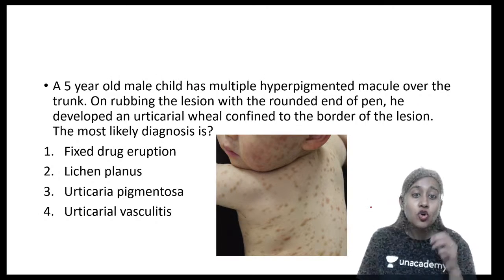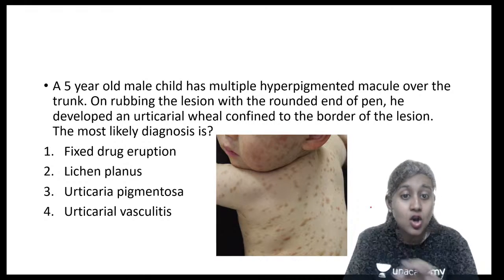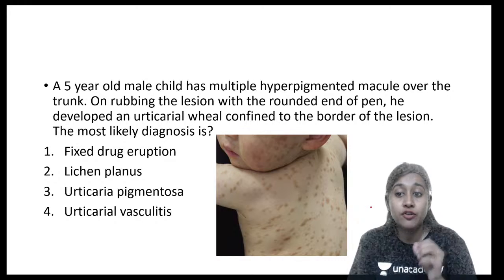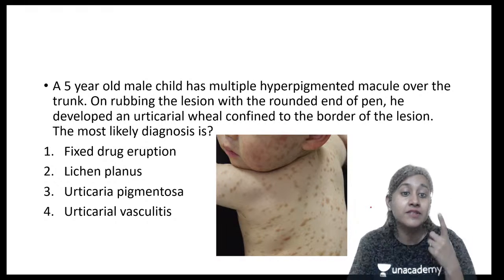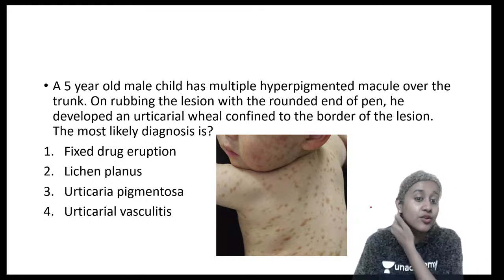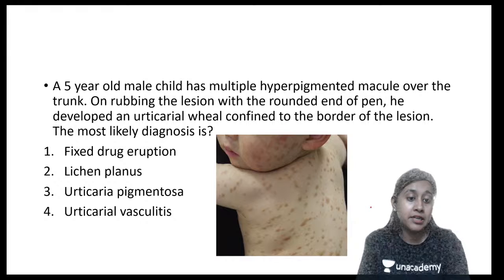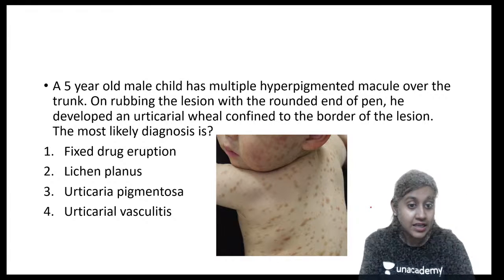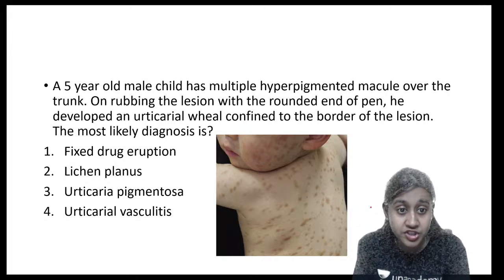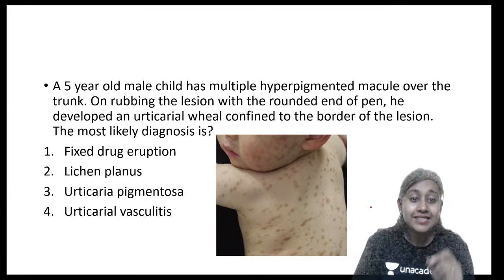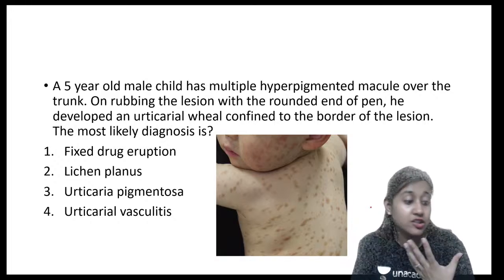Okay, so a 5-year-old male had multiple hyperpigmented macules over the trunk. On rubbing the lesion with the rounded end of a pen, he developed an urticarial wheal which is confined to the borders of the lesion. The most likely diagnosis is fixed drug eruption, lichen planus, urticaria pigmentosa or urticarial vasculitis. So you have to answer which is the clinical presentation in this 5-year-old child. And please tell me which sign is performed here. What is it called?